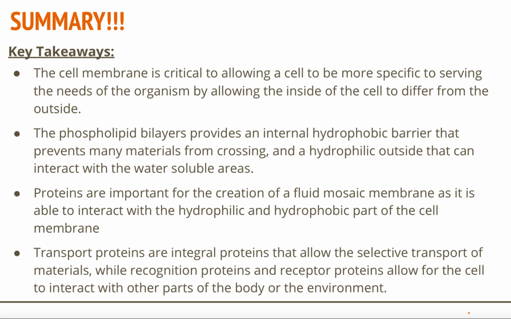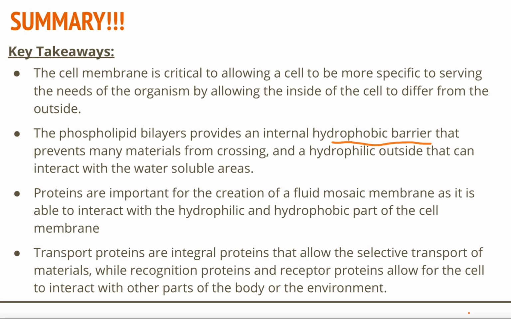But basically, our main takeaways in terms of the material you should know for this unit is that cell membranes are very critical for allowing a cell to be specific to serving the needs of the organism. And the phospholipid bilayer allows the cell membrane itself to be selective because it has an internal hydrophobic barrier that prevents a lot of materials from crossing that are naturally found on the inside of the cell and the outside of the cell. And the outside and inside of the cell is touching the hydrophilic side of the phospholipids that are making that bilayer.